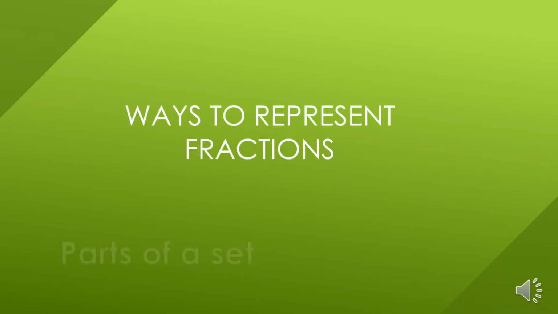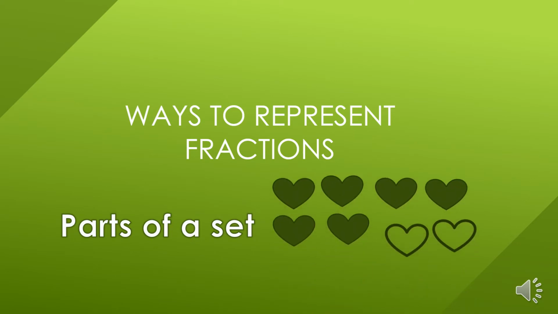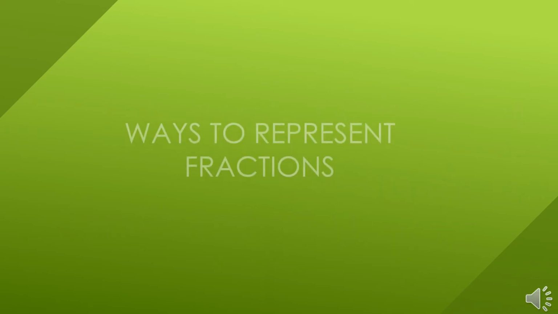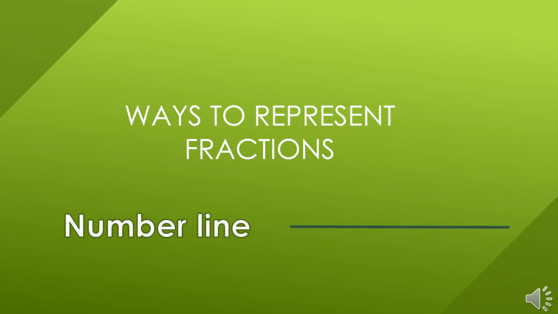Ways to represent fractions. We have parts of a set, where here you see that there are a total of 8 hearts and 6 of them are shaded. So this fraction is 6/8. Another way to represent a fraction is on a number line. Here you see 5 parts divided up, and the dot is on the second line. So we know that this fraction represents 2/5.